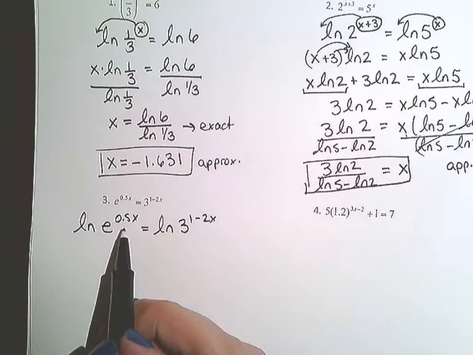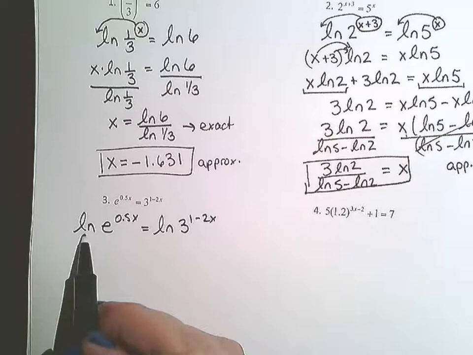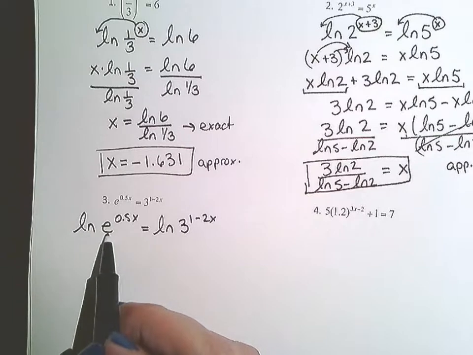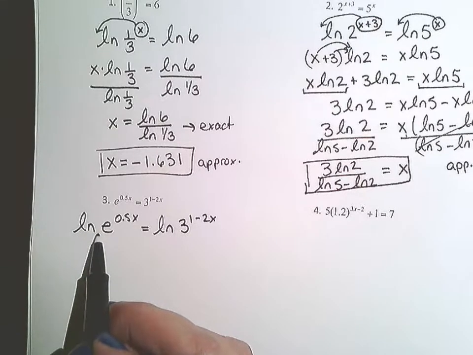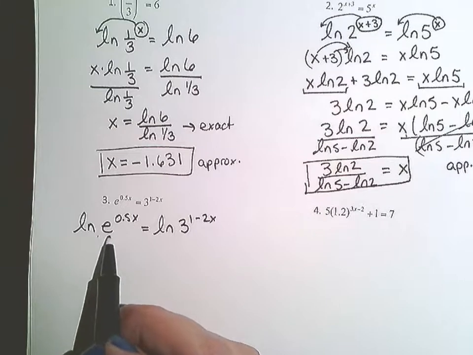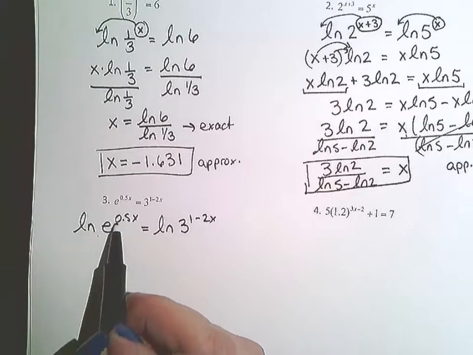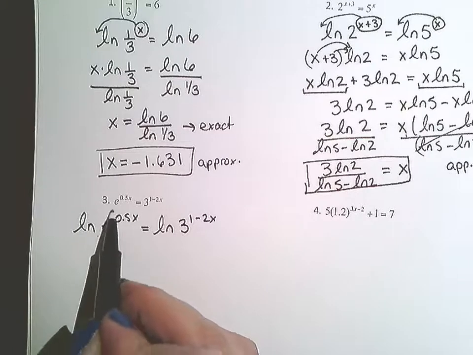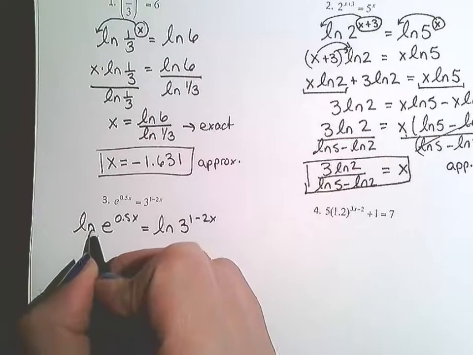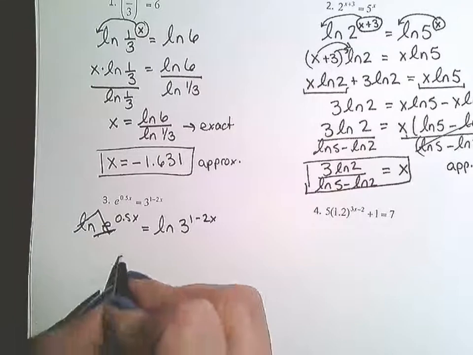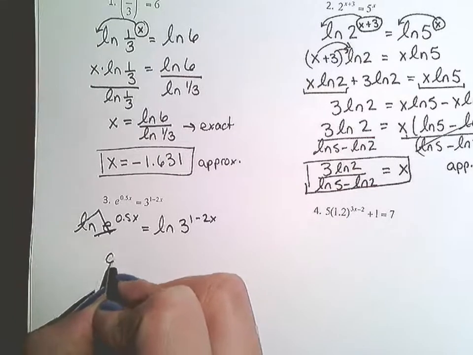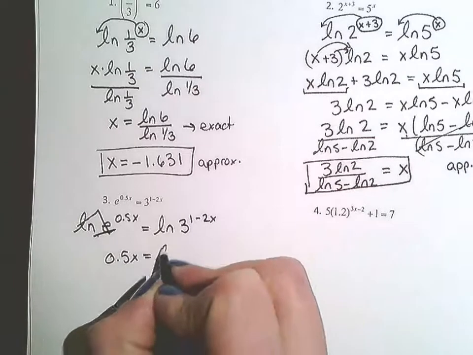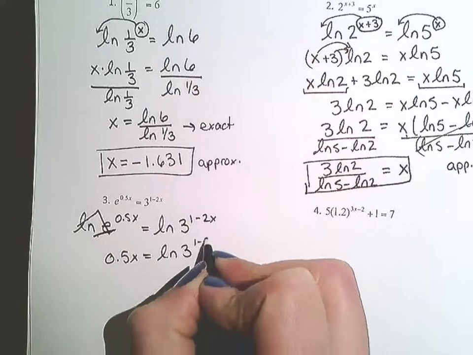Before I bring this down, ln of e, if you remember, is the same thing as saying log base e of e. And anytime you have a base that is the same as this number right here, then the answer, if you remember from our properties, is just going to be k. So this actually ends up turning into a 1, and this guy just comes down, and we're left with 0.5x equals ln of 3 to the 1 minus 2x.